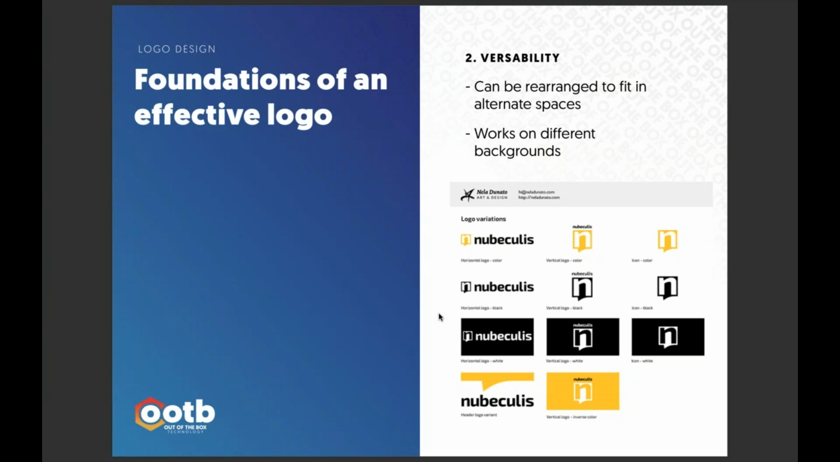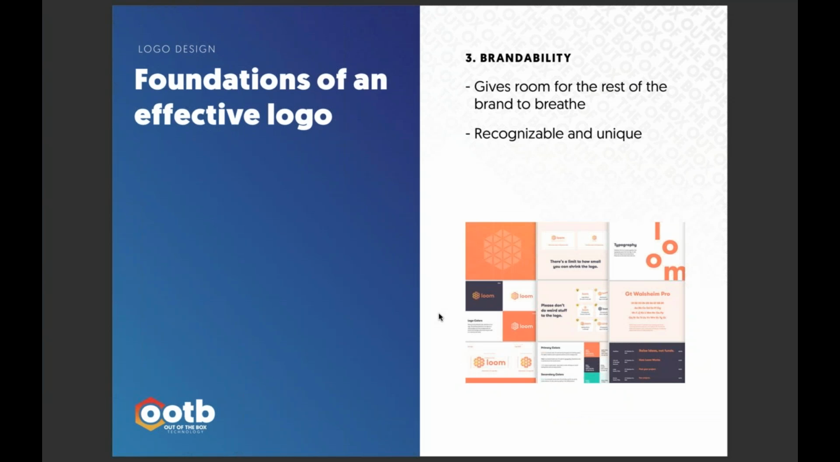So that's versatility, and then third is brandability. This is another page of some brand guidelines, and you can see the main logo here. What we mean when we say brandability is basically how you can expand that logo into other areas of the marketing. You can see their logo here and all the other parts of their marketing, and it all comes together into one seamless look.